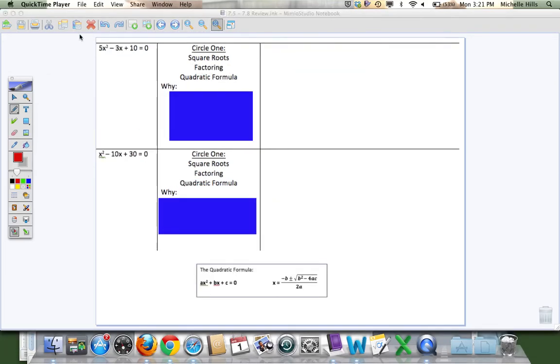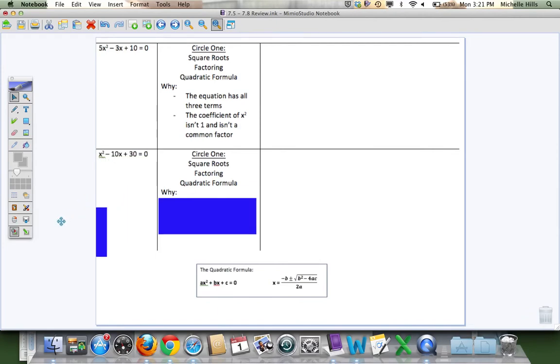The next one, I look and I see the same kind of thing. I see all three terms. The coefficient of x squared not only is not 1, but it's also not a common factor. So in this case, everything's on the same side already. So a is 5, b is negative 3, c is positive 10.